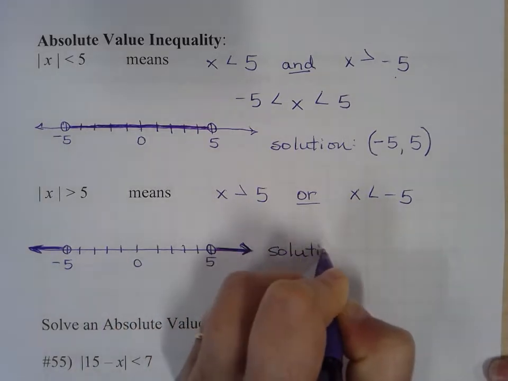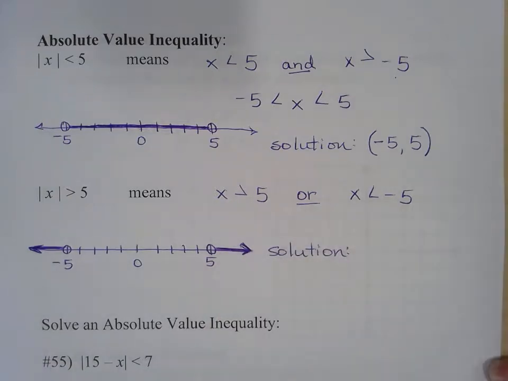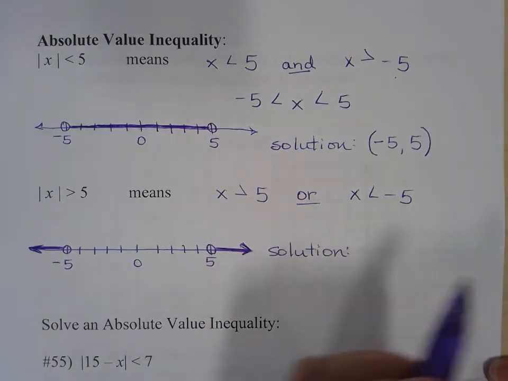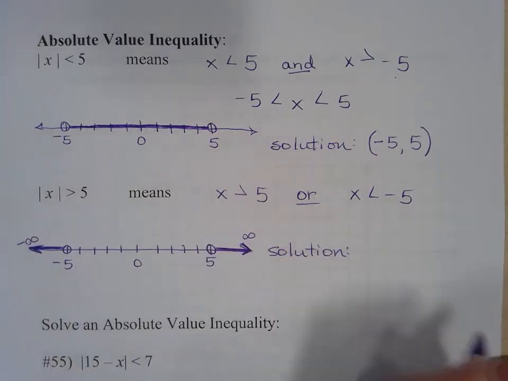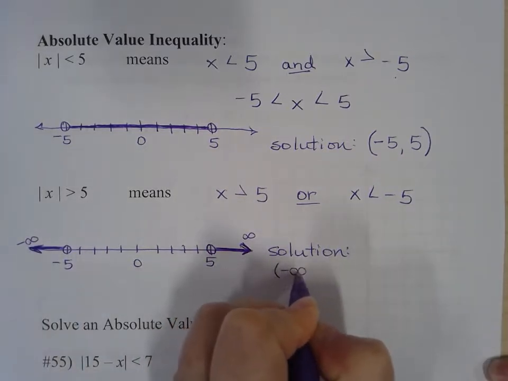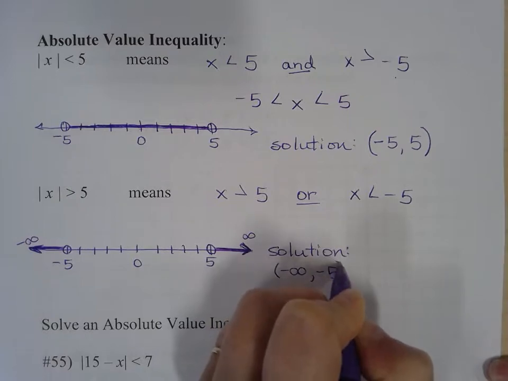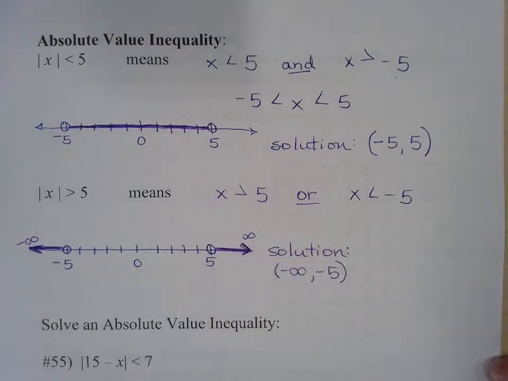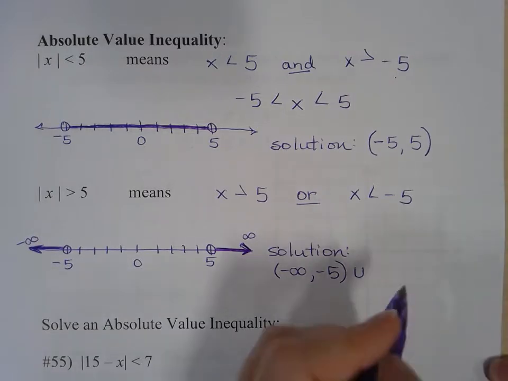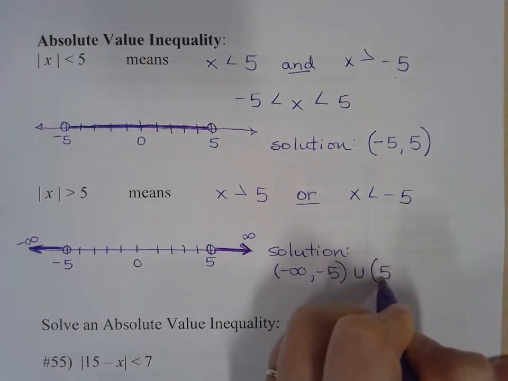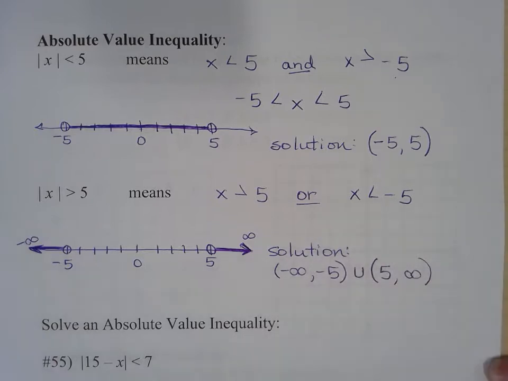So our final answer, if we were to write it in interval notation, we're going to go from left to right. It goes from negative infinity up to negative 5. Again, round parentheses because the negative 5 is not included. Union, just after 5, up to infinity.